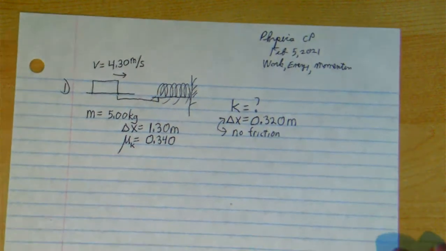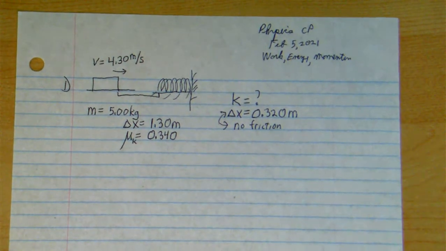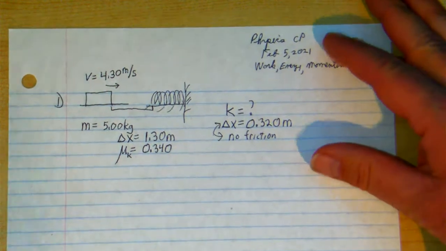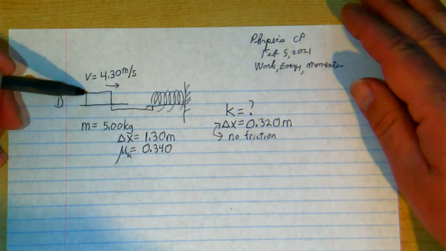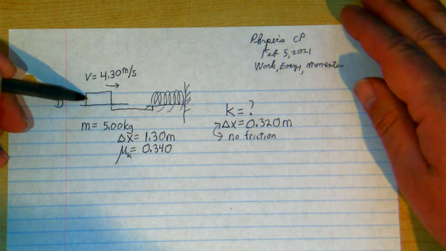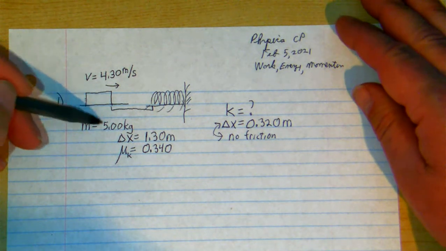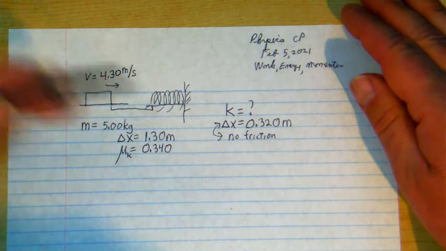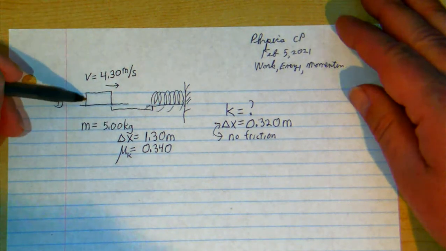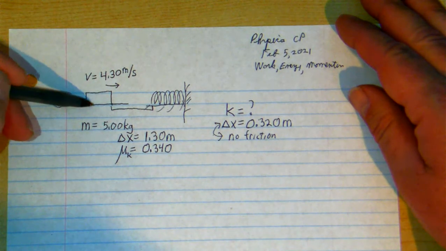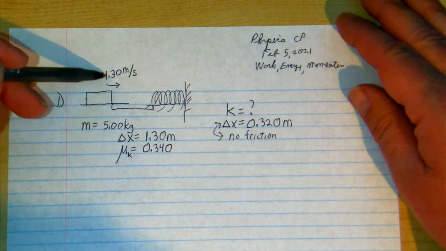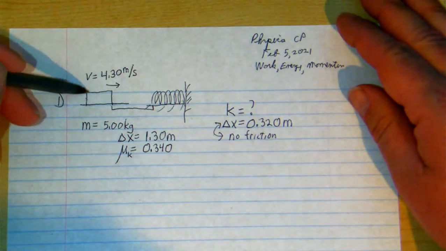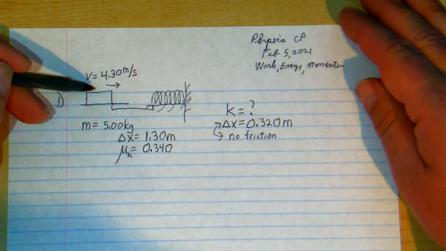All right, so thanks to help from my students, we've invented a physics problem to solve. And the physics problem goes like this. I have a block of mass 5 kilograms, and everything here is to 3 sig figs. This block is on a horizontal surface. It's initially moving at 4.30 meters per second to the right.